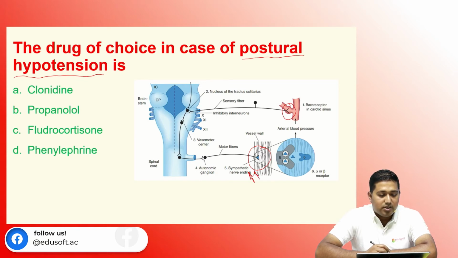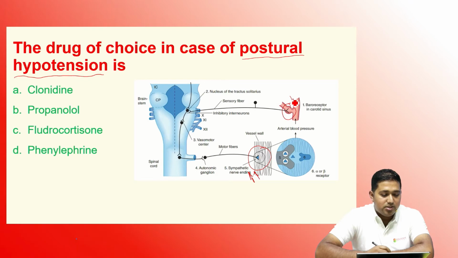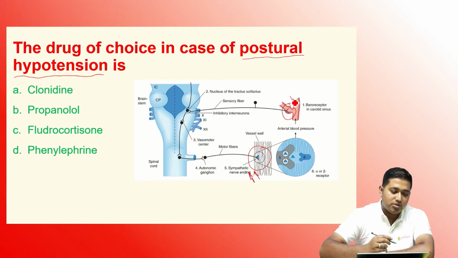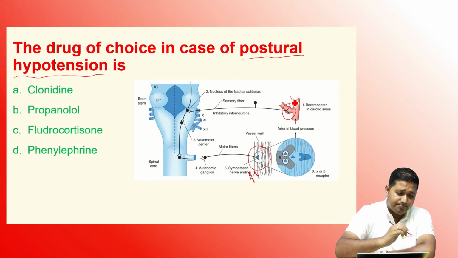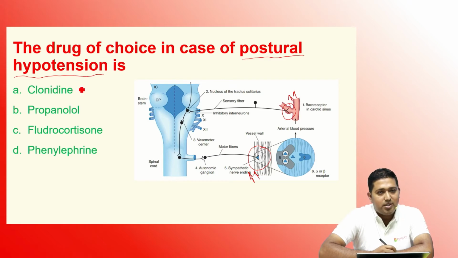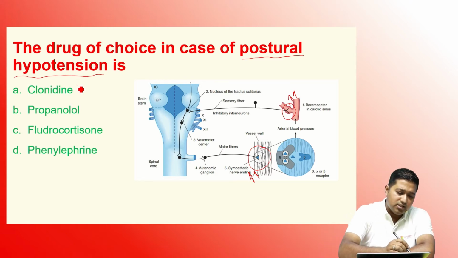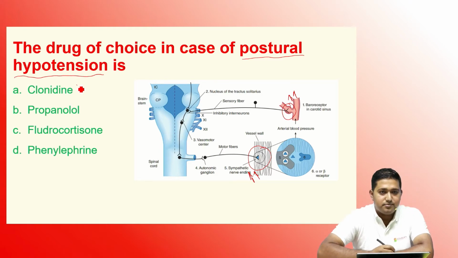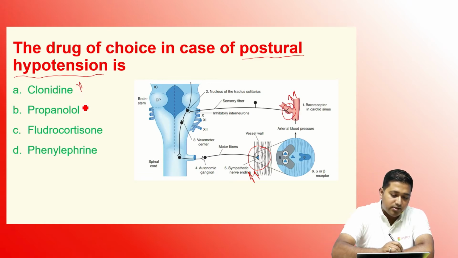If we talk about our options, clonidine is an alpha 2 agonist. It blocks the sympathetic outflow, so this cannot be our answer. Similarly, propranolol is a beta blocker. It is going to decrease all the activities of beta receptors. So again, this cannot be our answer. Talking about phenylephrine, yes, it's a vasoconstrictor. It acts through the alpha 1 receptors and causes vasoconstriction.